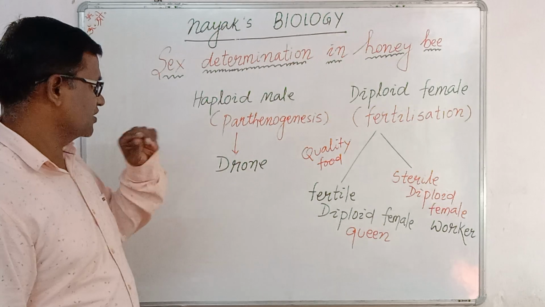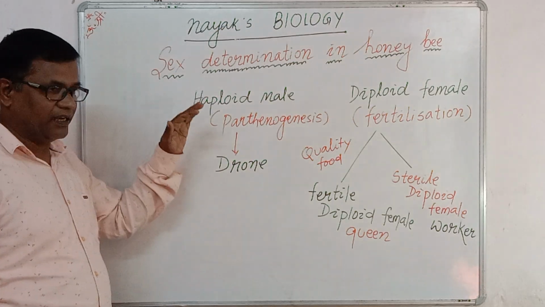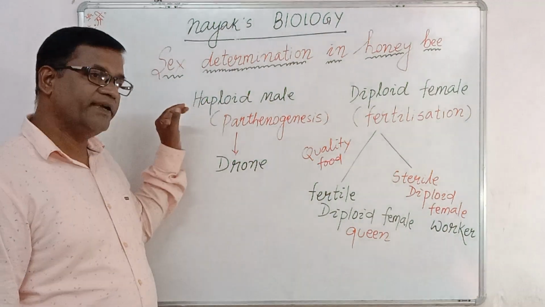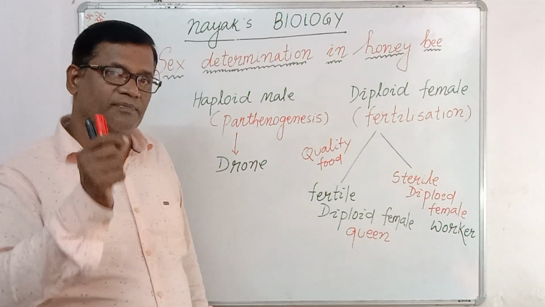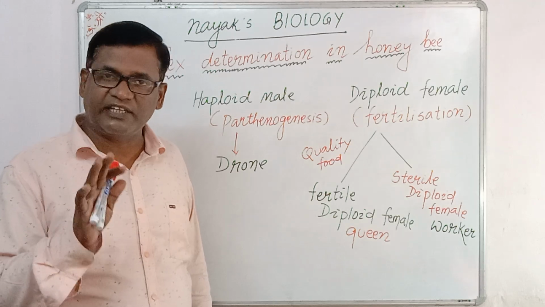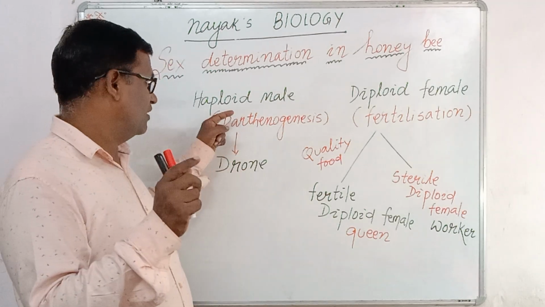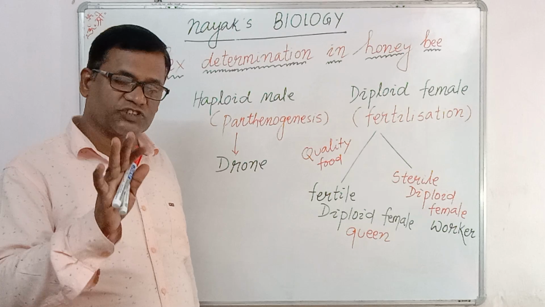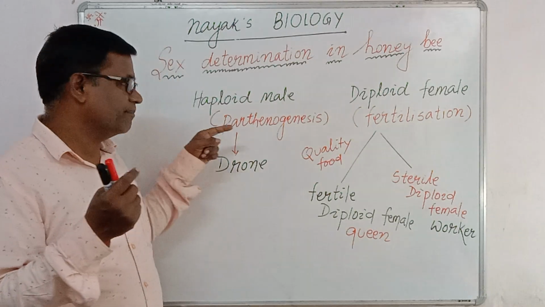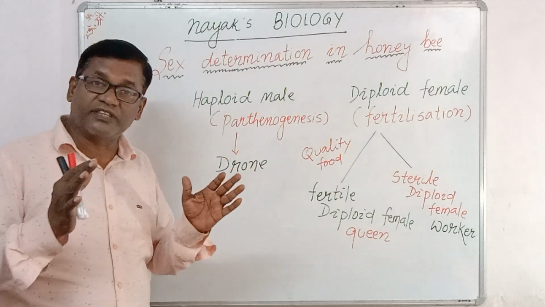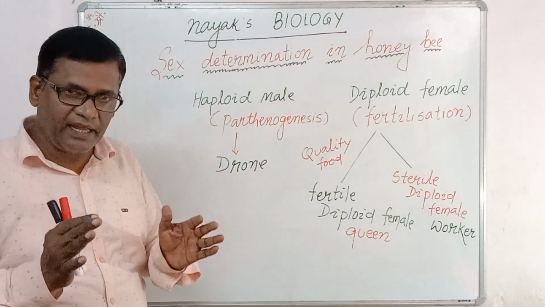Now we try to understand about the haploid male. What is this haploid male? Why do I call it a haploid male? Because it contains only 16 chromosomes. The honeybee has 32 chromosomes, but the male, which is a haploid male, contains 16 chromosomes. How is it produced? It is produced by parthenogenesis, that means without fusion of the sperm and egg.